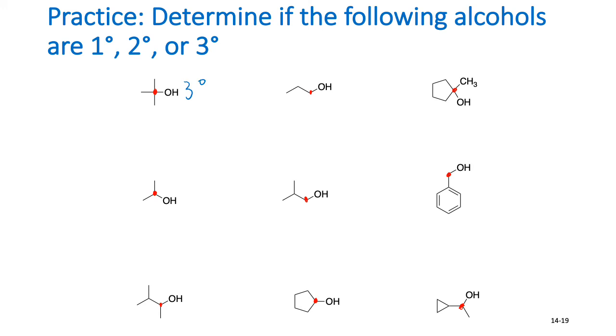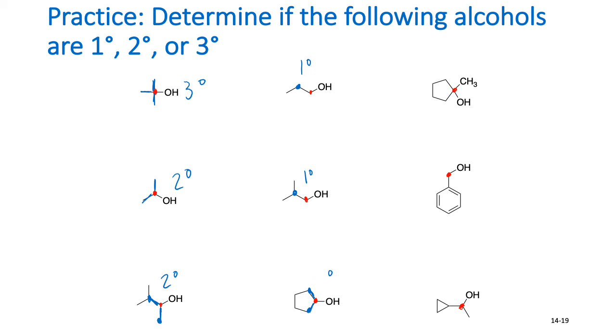This one under it is attached to 2, so it's going to be a secondary. The one under that is attached to 2 carbons. See that? A carbon here and a carbon there, so that's secondary. This one is only attached to 1 other carbon, so primary. This is attached to only 1 other carbon, primary. This one's attached to 2 carbons, so secondary.